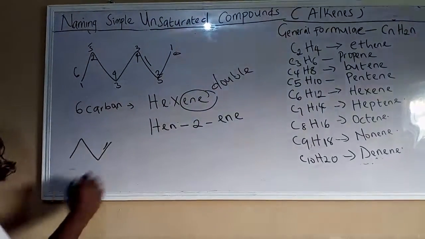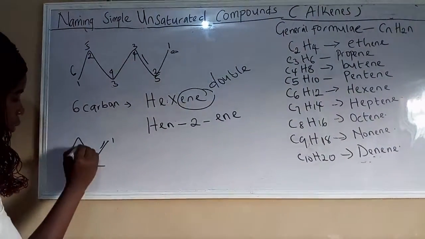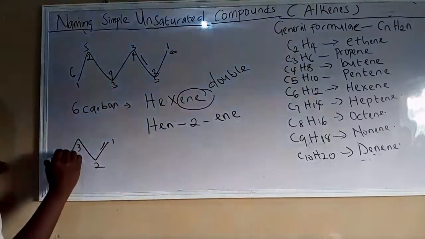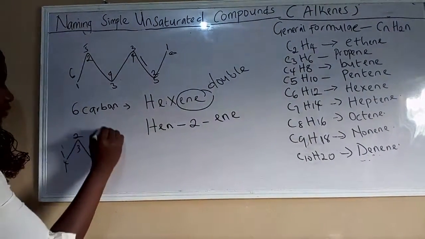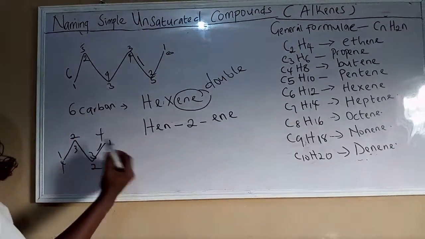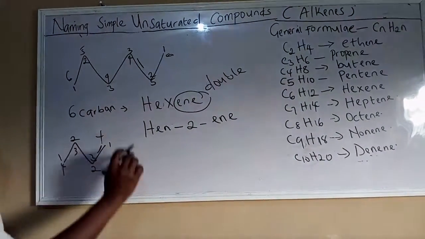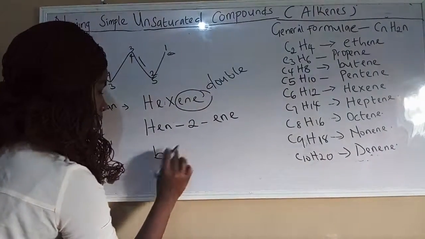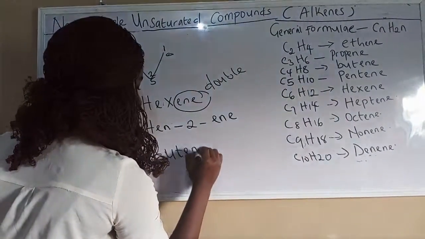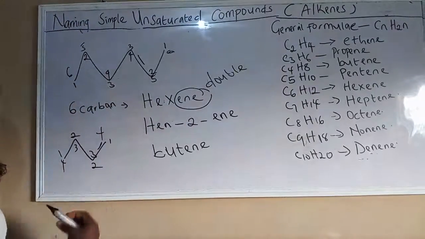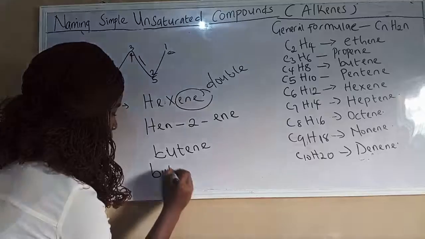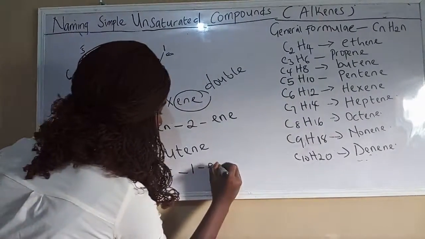If you count like this, 1, 2, 3, 4. You count likewise, 1, 2, 3, 4. The nearest to the double bond is at 1. So how many carbon is there? 4. And when you have 4 compound, it's butane. So where is the double bond? You tell us where the double bond is. Double bond is at the first carbon, so it will be but 1 in.